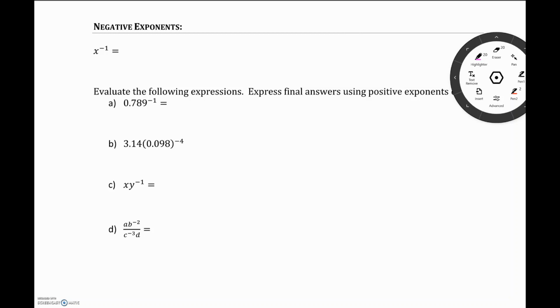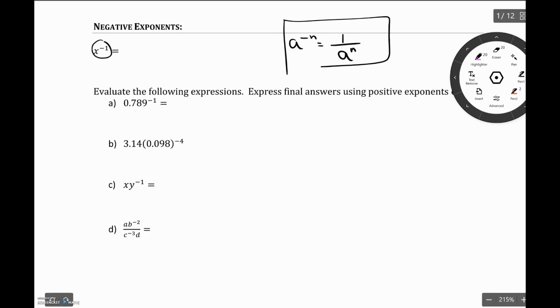Next, we're going to be looking at some laws of exponents. The first law of exponents involves negative exponents. What happens if we have something like x to the negative 1? Well, let's do a more general case. If we have a to the negative n, it just means 1 over a to the positive n. So that's really the most general rule. So if we have x to the negative 1, it just means 1 over x to the exponent 1, which is just 1 over x.